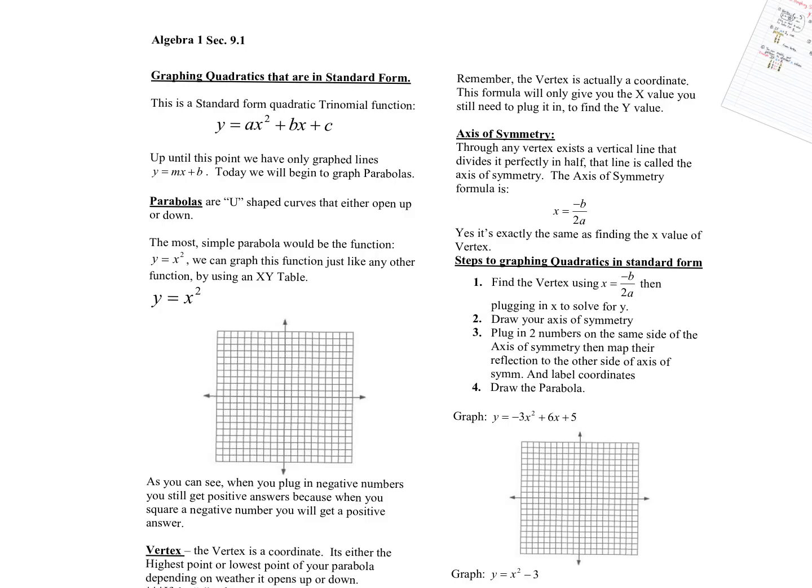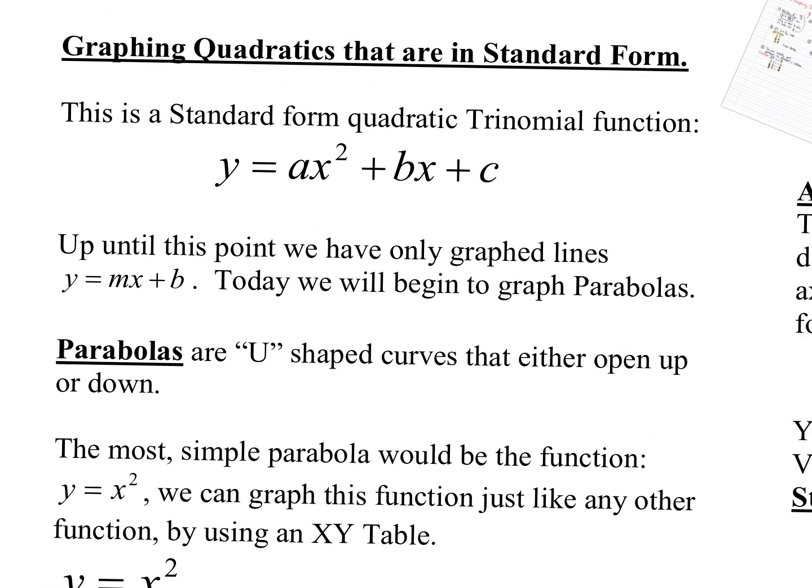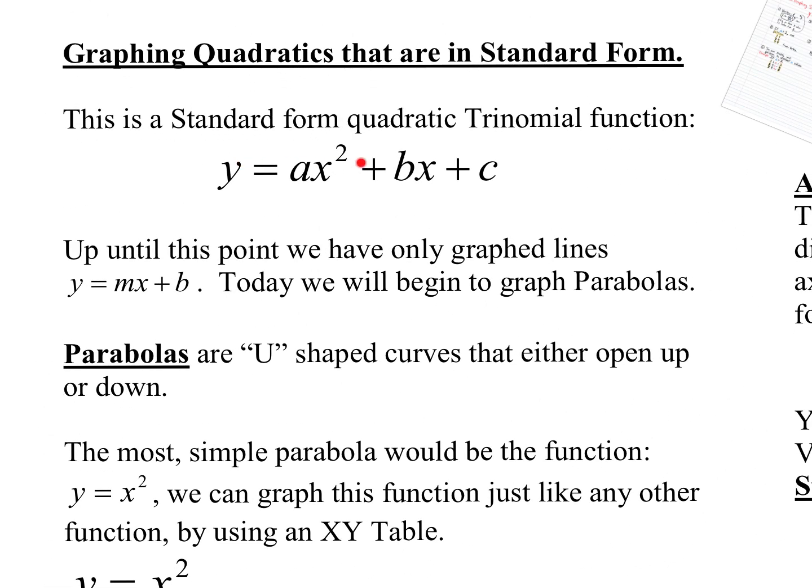So if we take a look at these notes that we just handed out, it says that this is a standard form quadratic trinomial function. Now we should already know what a standard form is: the highest exponent down to the smallest, down to the constant at the very end. We should all already know that the a value, b value, and c value are just numbers. So what I mean by numbers, if you want, you could put a little number symbol on top of the a, on top of the b, on top of the c. So an example of a quadratic trinomial would be like 5x squared plus 3x plus 2, right?